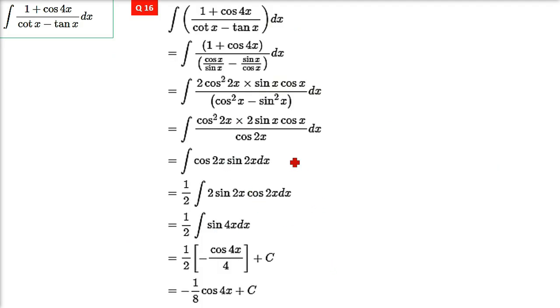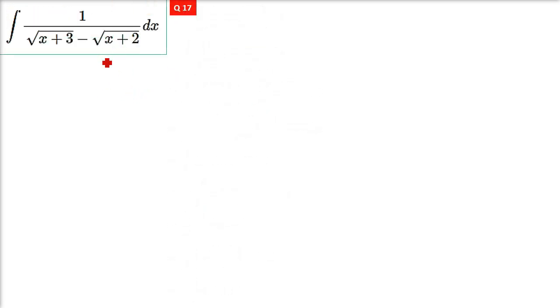So this is the whole procedure stepwise which you have to follow in order to solve this question. This is an important question. Let me reiterate: integration of sin 4x you know, but all other things are just trigonometric identities. Next one, we have already done, 1 by under root x plus a minus under root x plus b. So this is this kind of question only.